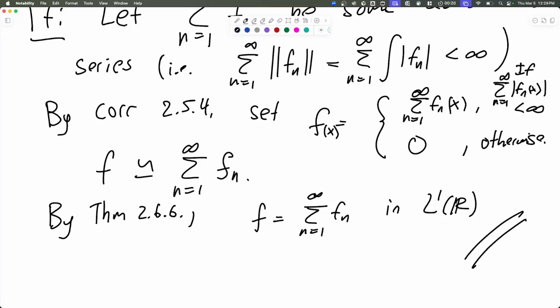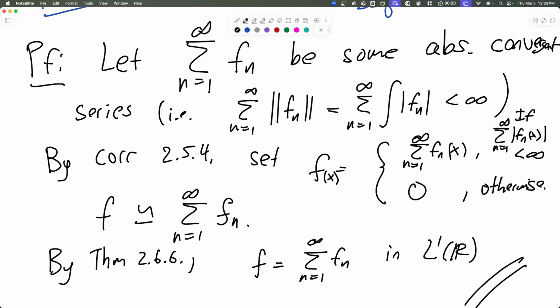So you started with a sequence that was absolutely convergent, right? The sum of the norms was finite. We found its pointwise limit. f was tilde equal to its pointwise limit. And then by the theorem we just did, it converges in L1. Every absolutely summable sequence converges to something, this function f in L1. Okay, it's kind of not very surprising.